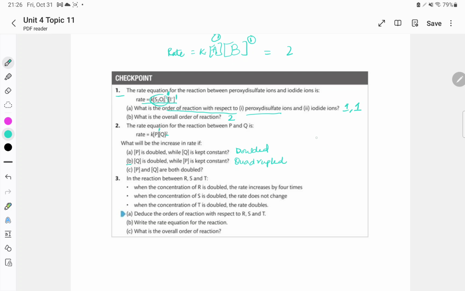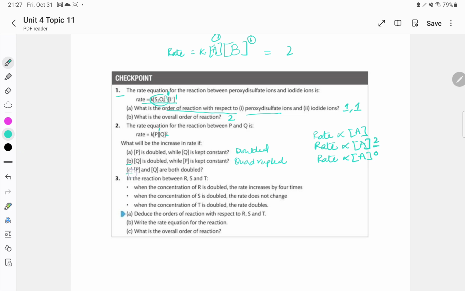I told you in case of first order, the rate is directly proportional to the concentration. In second order, what happens? The rate will quadruple, because it's the square of the reactant. So if I increase it 2 times, the rate will increase 4 times, because this is the square of it. And in case of zero order, we have studied that it will be independent. There is no direct relation of the concentration with the rate of the reaction.